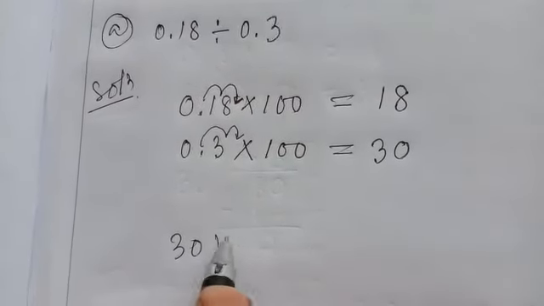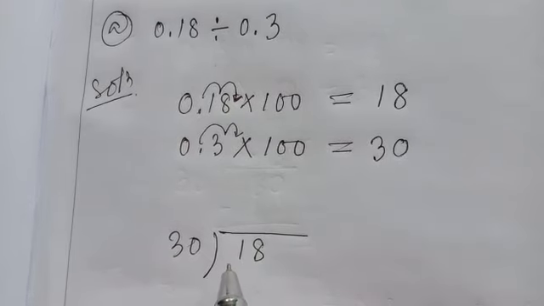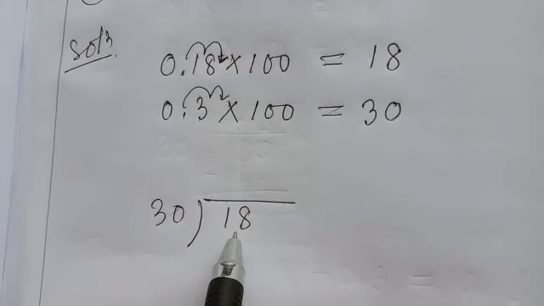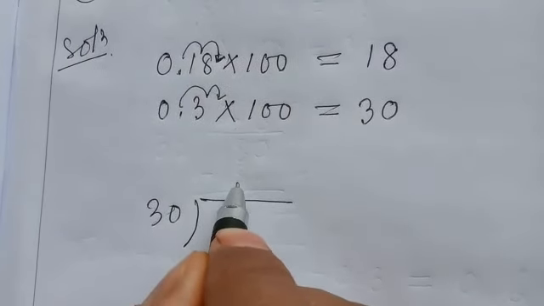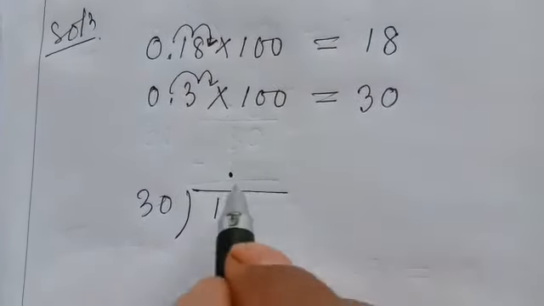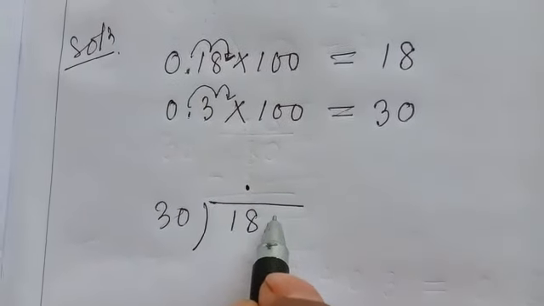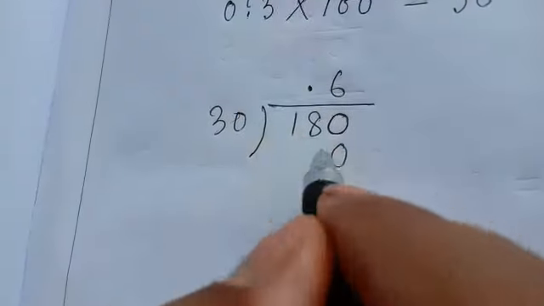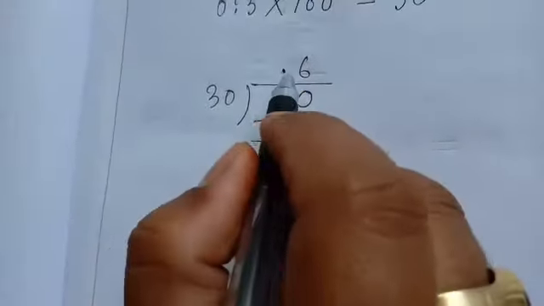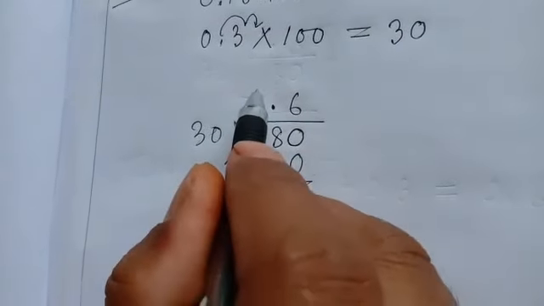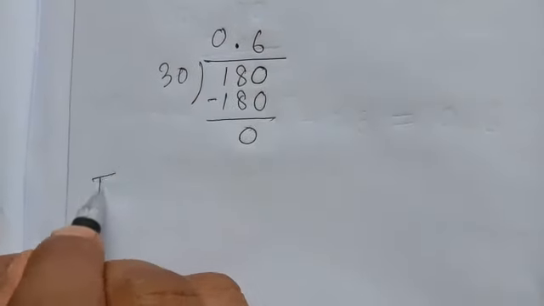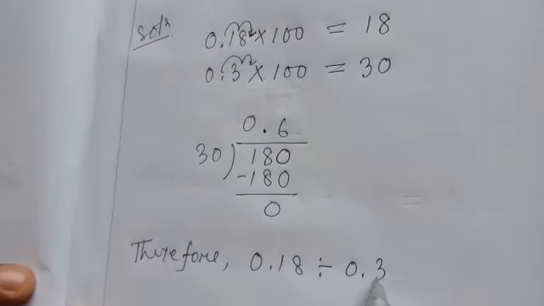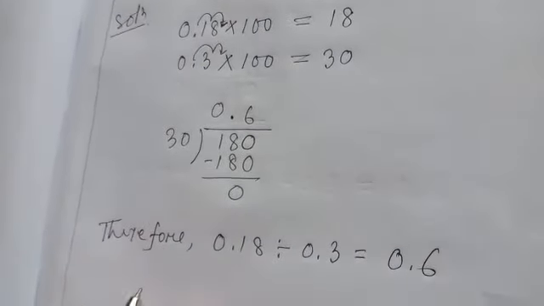30 we will divide into 18. This 30 is bigger than 18. What do we have to do in this case? If the inside one is smaller, in that case put a decimal point. When we put a decimal point, at the same time we have to put a 0 here. That is 36. 6 0s are 0, 6 3s are 18. In front of the decimal point, we never keep it blank like this. We have to put a 0 there. Therefore, 0.18 divided by 0.3 is equal to 0.6. Finish solving question number 3a.